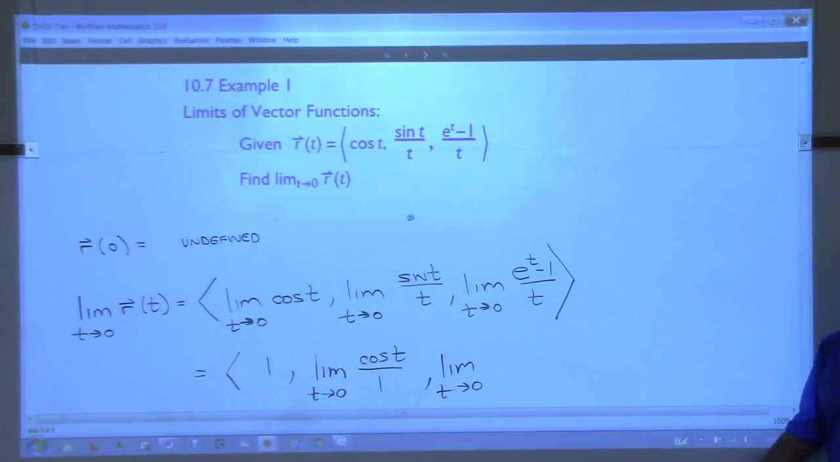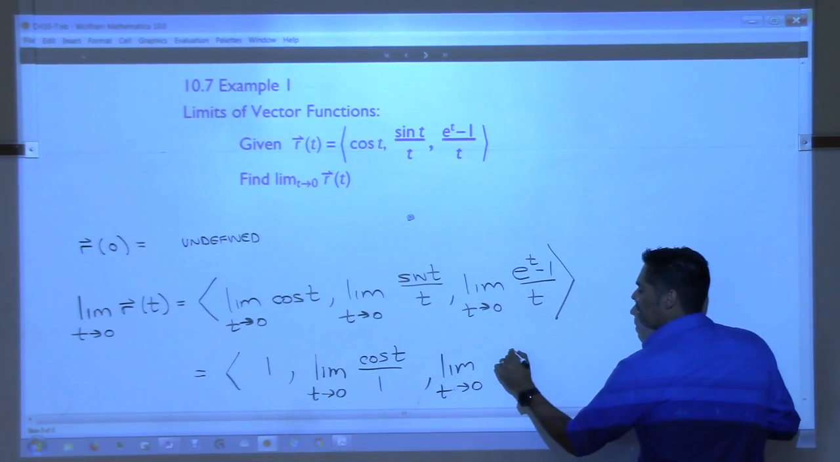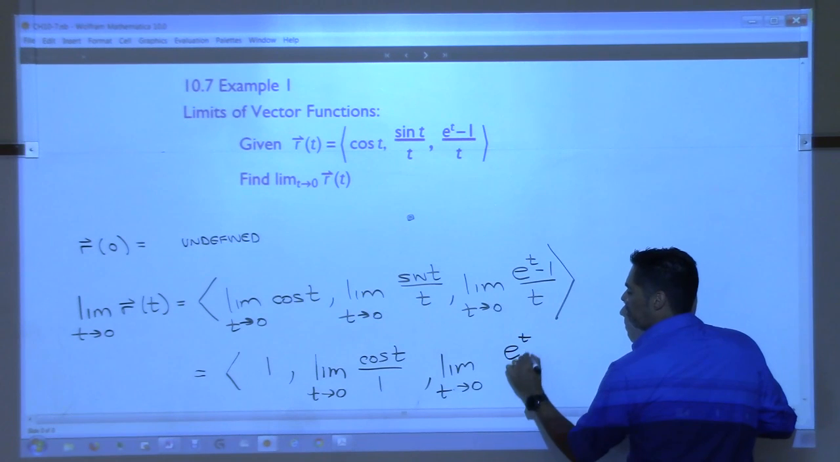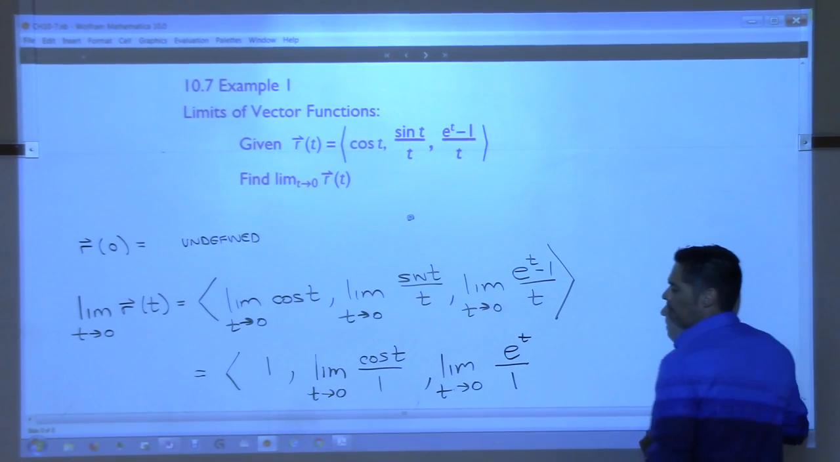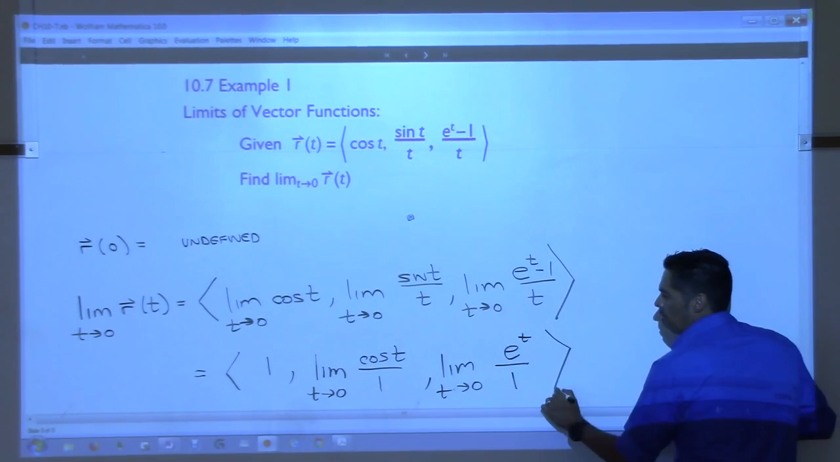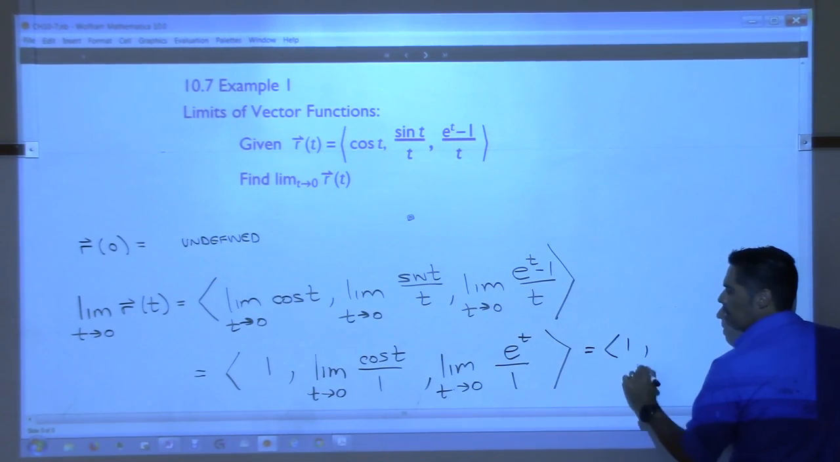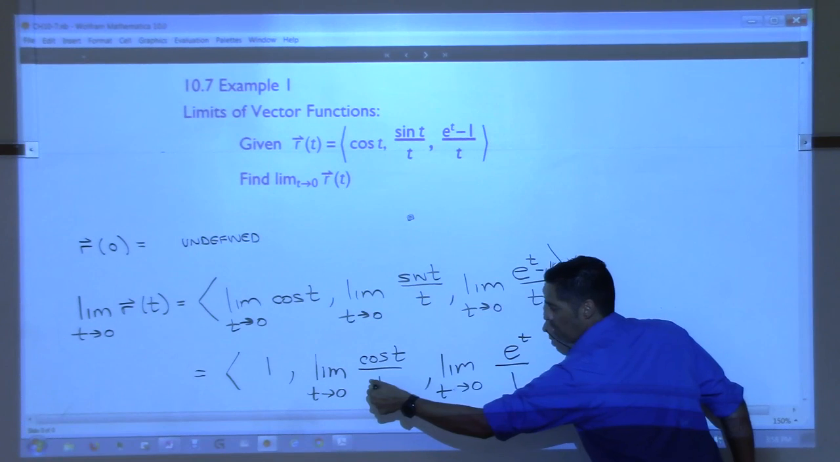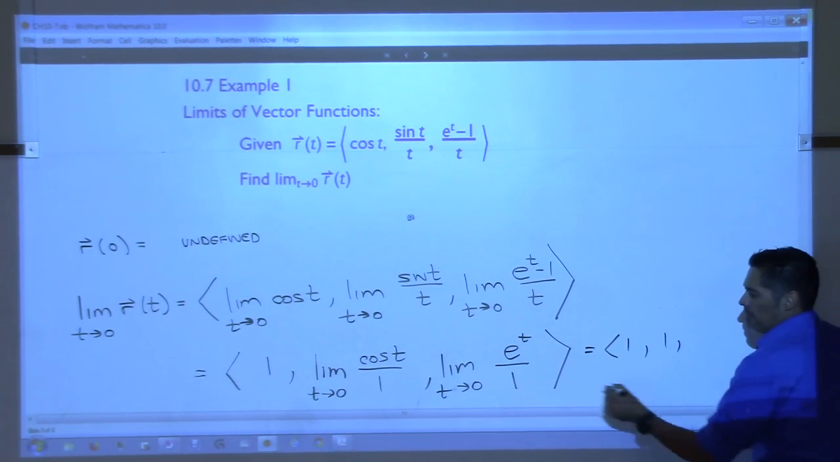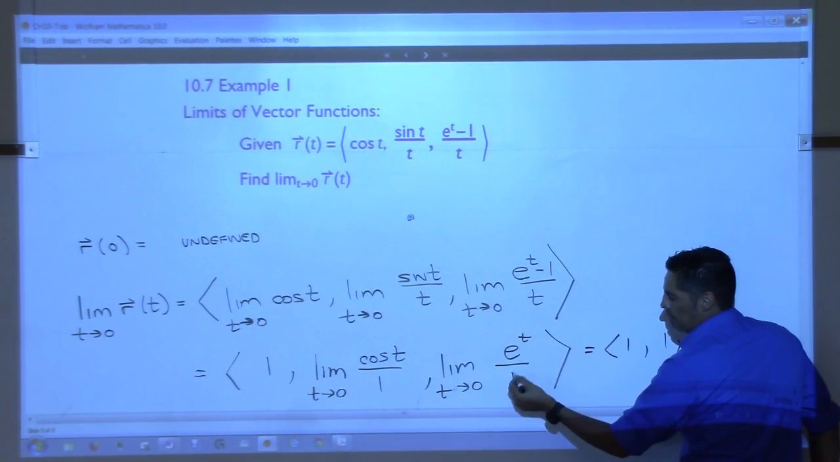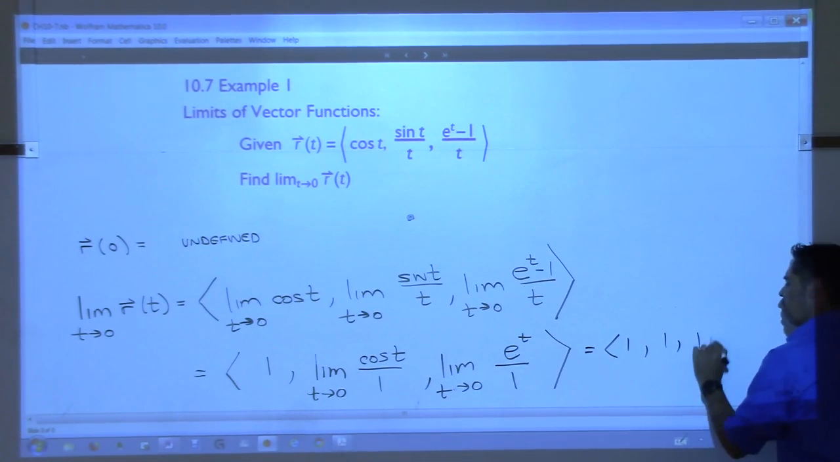So again, L'Hopital, right? So what is the derivative of the top? e to the t, and the derivative of the bottom is 1. Okay. Now we just hope that we can figure those out. So we have 1, and then we just said that one's going to be 1 also, right? And then this one right here is going to be, let's see, e to the 0 is 1, so 1 again, right? 1, 1, 1.